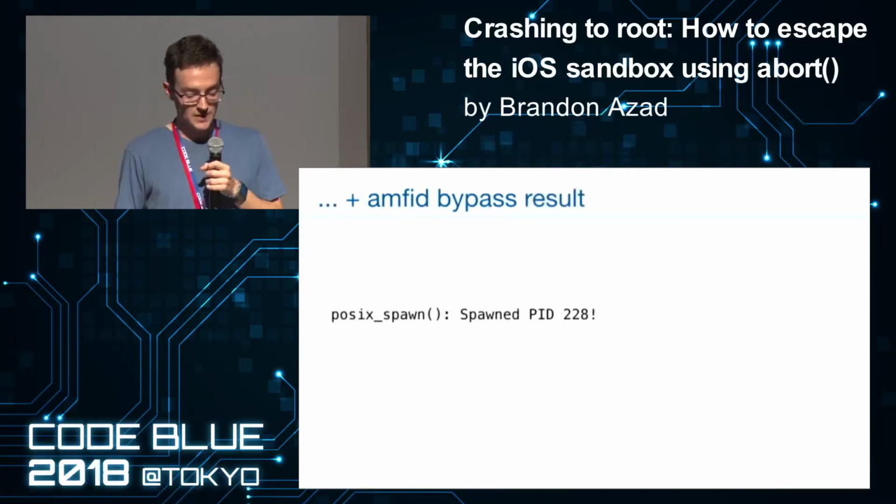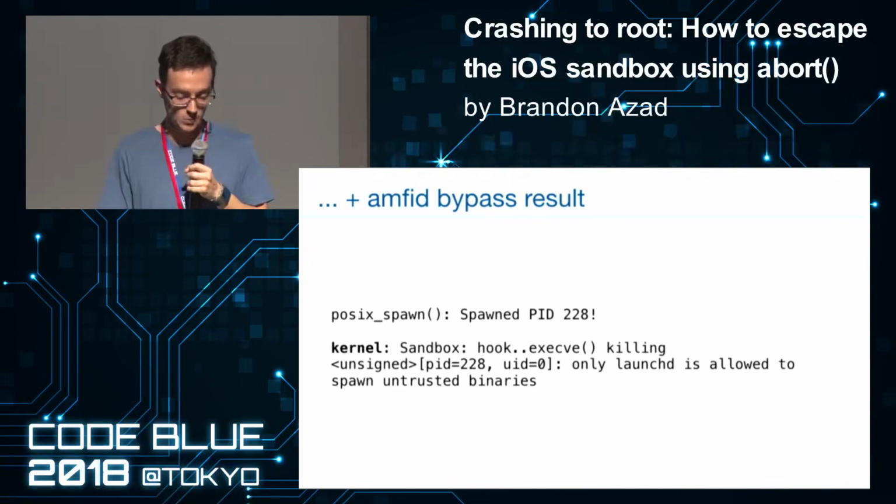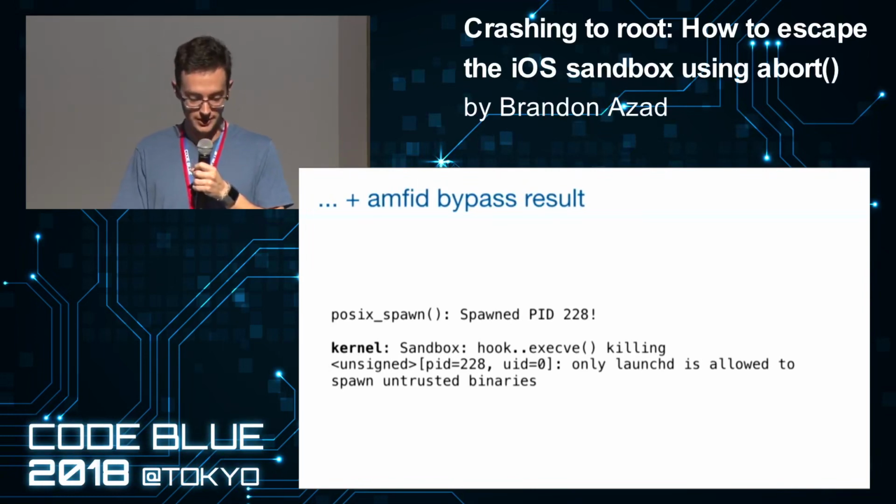So if we add the amfid bypass and try again, it actually works. POSIX spawn will return a valid PID. Unfortunately, though, our code isn't actually running, and if you look at the device logs, you'll see that there's an entry noting that the kernel killed our newly spawned process for trying to call execve, and the message says only launchd is allowed to spawn untrusted binaries.